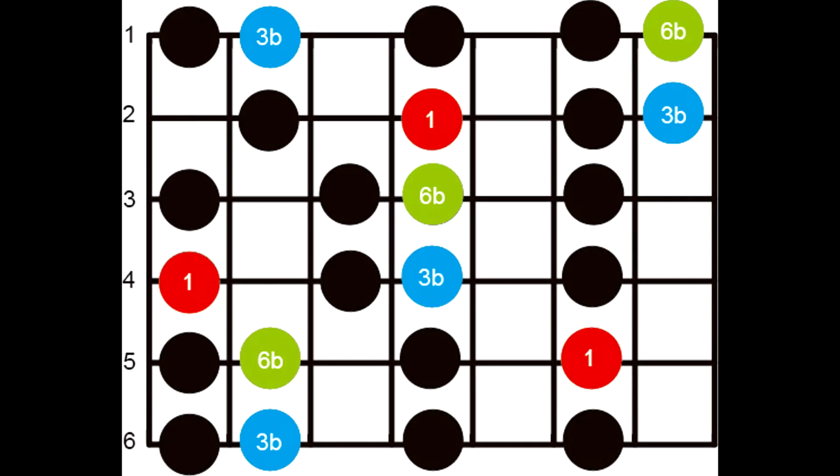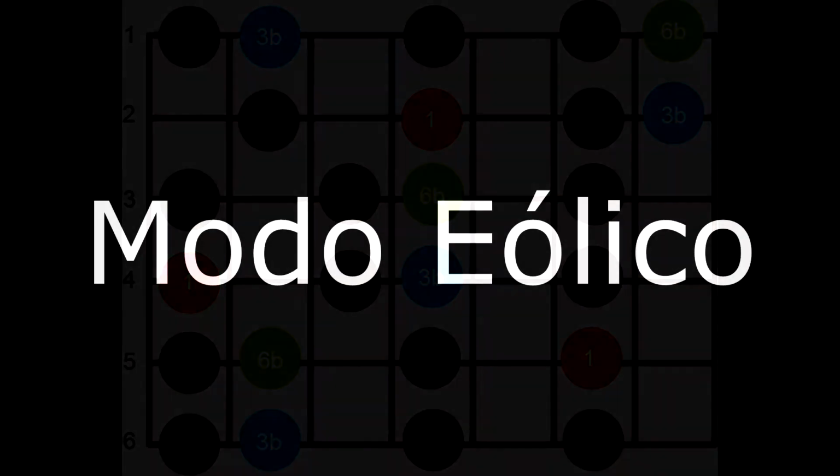This is the difference between the Dorian Mode and the Aeolian Mode, and it's going to create the characteristic sound of this mode. The next example is in A Aeolian, or simply A minor.